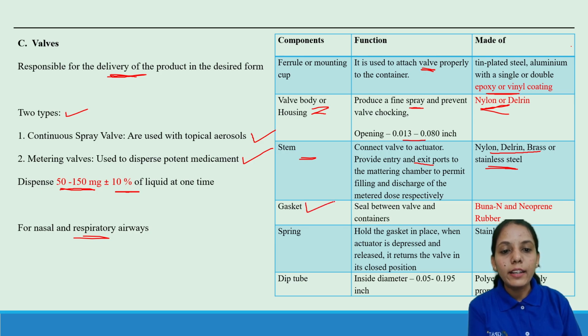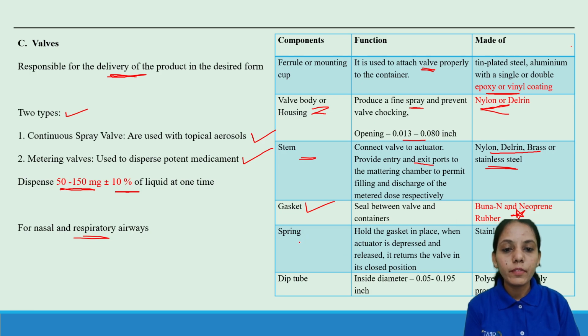Next is gasket. It is a seal between the valve and the container. Very important: gasket is made up of buna and neoprene rubber.